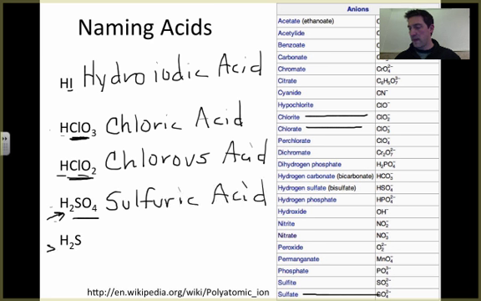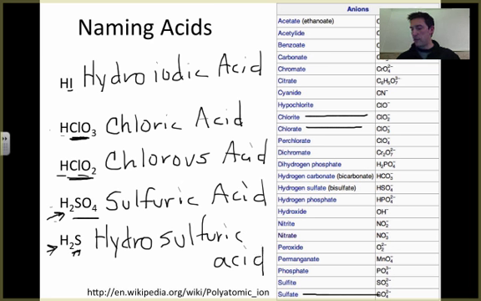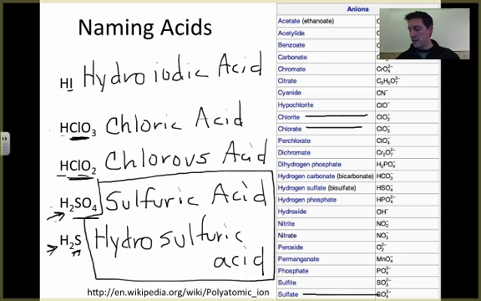acid. Last one down here at the bottom, we've got H2S. Again, red flag, there's a hydrogen at the front. I have to follow the acid naming rules. Then I see that there is a sulfur. Again, there's no oxygen, so I have to put hydro at the front. Hydro. And the sulfur I change to sulfuric. And add acid. Now, one thing to notice, that hydro at the front is very important because hydrosulfuric acid is very different from sulfuric acid.